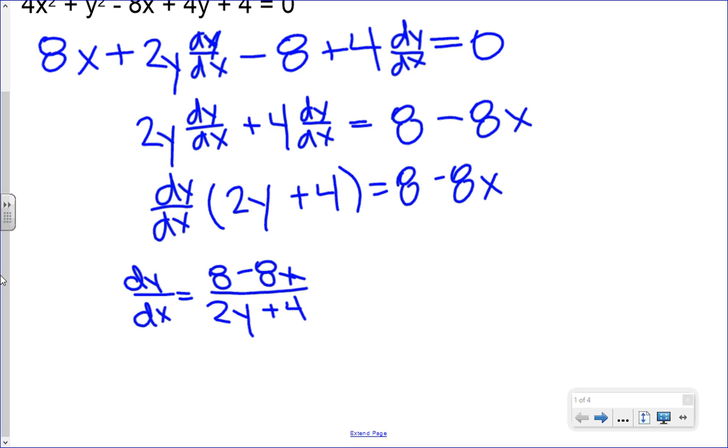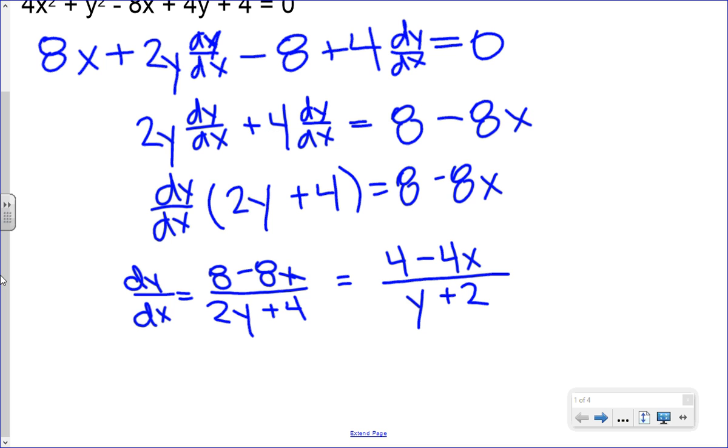Now, some of you may notice that we can reduce this fraction. Remember, it is not a big deal if you reduce or not. In AP Calculus, that's not my main concern. But since we can factor a 2 out of the numerator and a 2 out of the denominator, if you want to, you could reduce this to 4 minus 4x over y plus 2. We can factor a 2 out of the numerator and a 2 out of the denominator to cancel them out. All right, so here is our derivative.